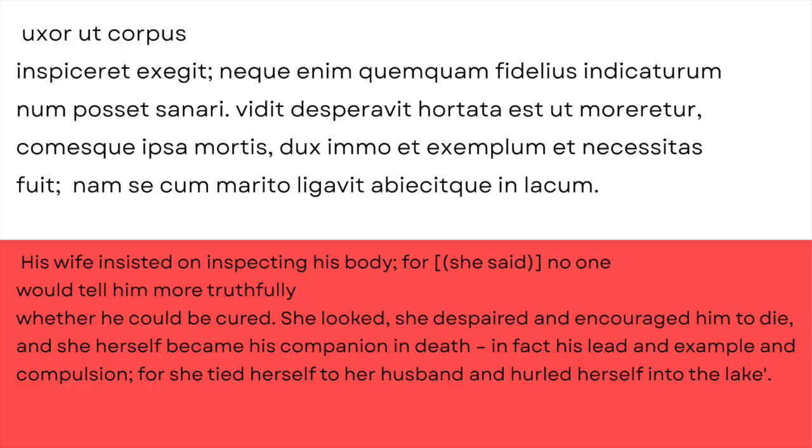Fuit, this is "was". You're used to seeing it as erat. Fuit is the perfect tense of the verb to be, and you don't see it very often. So if we look, where does it come up?